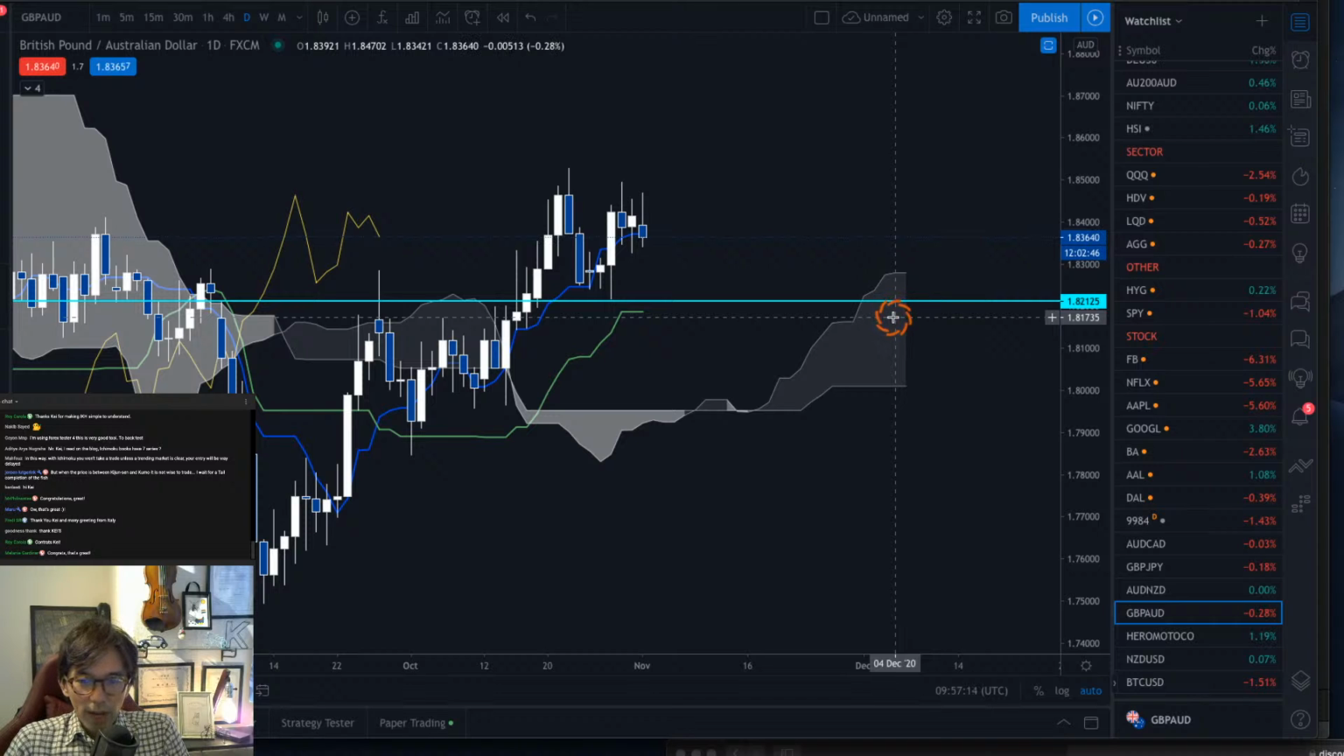Mafo says, in this way with Ichimoku, you won't take a trade unless the trending market is clear. Your entry will be way delayed. Yep. But the idea is that you have to capture trending market. If you cannot confirm the trending market, then basically you better stay away.